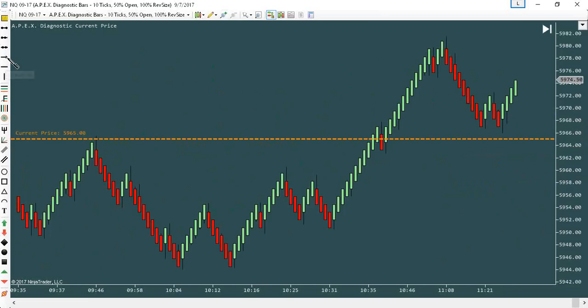From here, this is a low point, right? And where's the high point on this chart? Here. So the market went from what? 59.44 to 59.80. So the market moved 36 points, right?